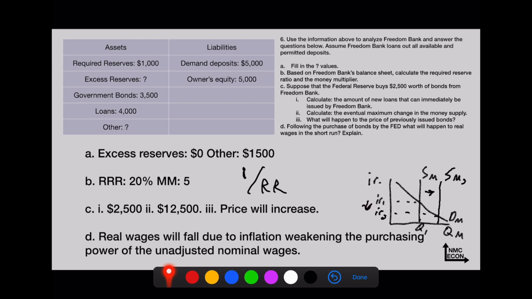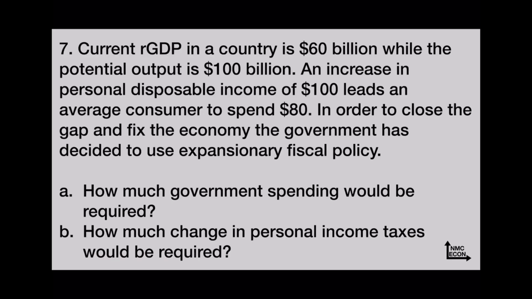D, what's going to happen to the real wages? They're going to fall. This increase in the money supply also increases aggregate demand through interest-sensitive expenditures like consumption and business investment. More inflation means weaker purchasing power, means real wages fall. There you go. Next one. Pause the video. Okay.